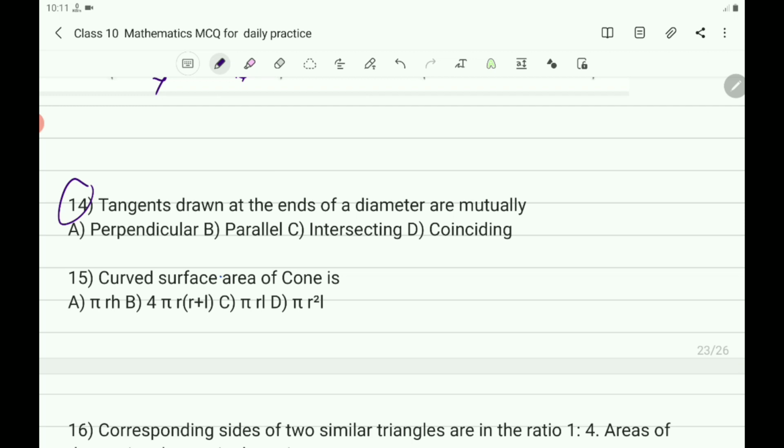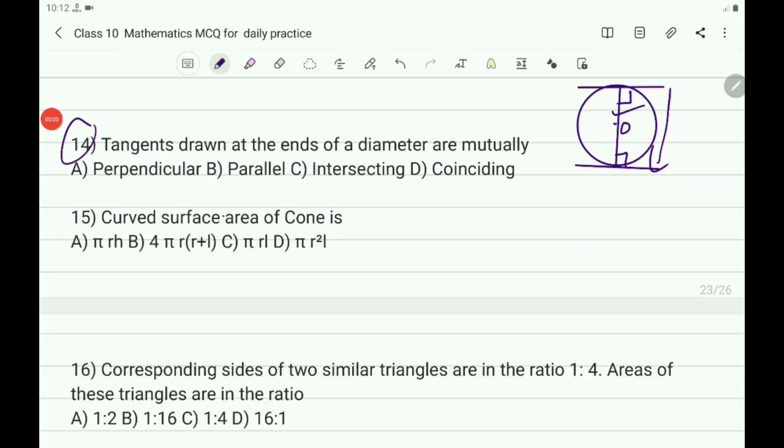Tangents drawn at the ends of a diameter are mutually what? Let us take a rough circle and consider this a diameter. O is the center of the circle, and tangents are drawn at the ends of the diameter. How are they? You know that they are perpendicular to the diameter and they are parallel to each other. Therefore, option B, parallel, is the answer. Tangents drawn at the ends of a diameter are parallel to each other.